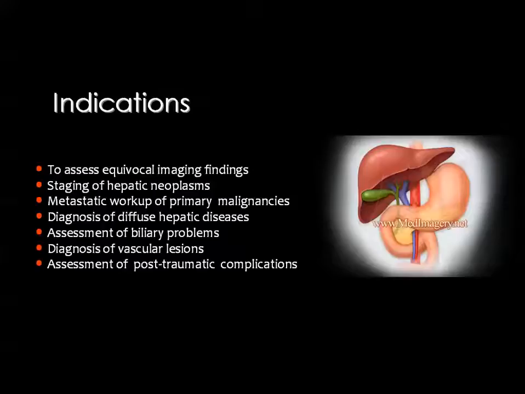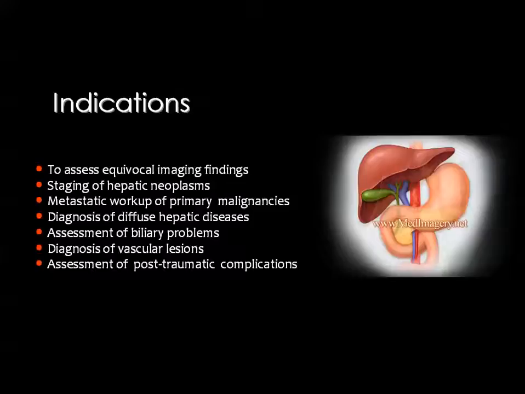Then if we are sure about the presence of a hepatic neoplasm, then we would like to have the CT scan in order to assess accurately the extent of the lesion and to see the related lymph nodes and possible extension into the peritoneum, for example, or other distant metastases in the abdomen and pelvis. In the metastatic workup of primary malignancies, like any tumor outside the abdomen, breast carcinoma, osteosarcoma, for example, we may have CT scan to assess the abdomen in general for the presence of metastatic lesions.